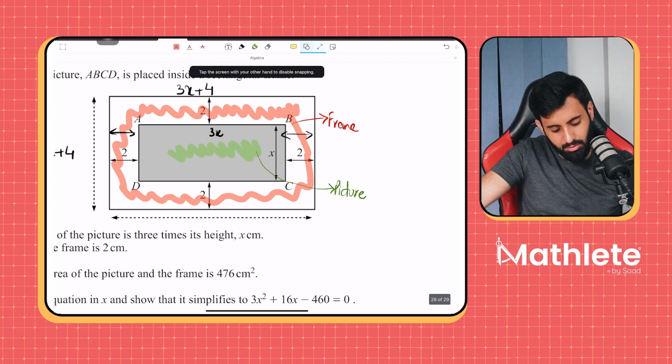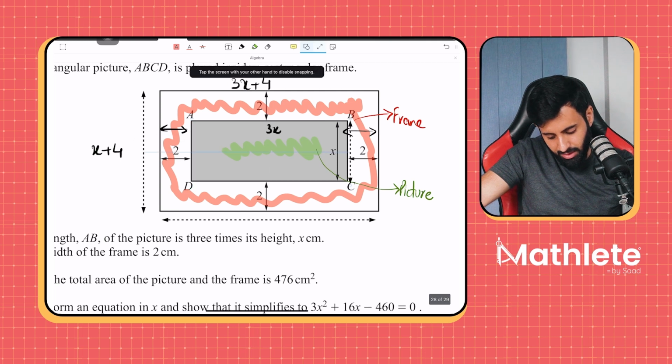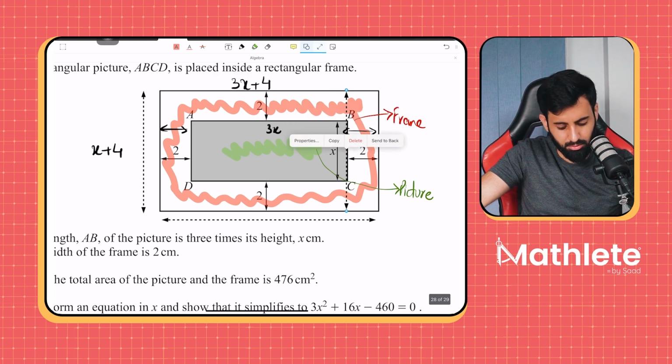And then for the same reason, here's what I did. This is x, it's right here. It's x, and then 2 on both sides. So what is the entire length going to be? The width, actually. That's going to be x plus 4. x plus 2 plus 2.